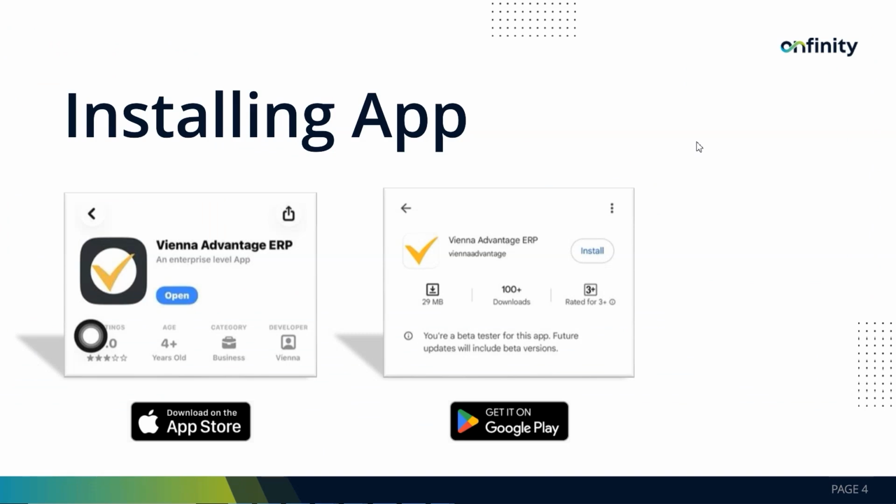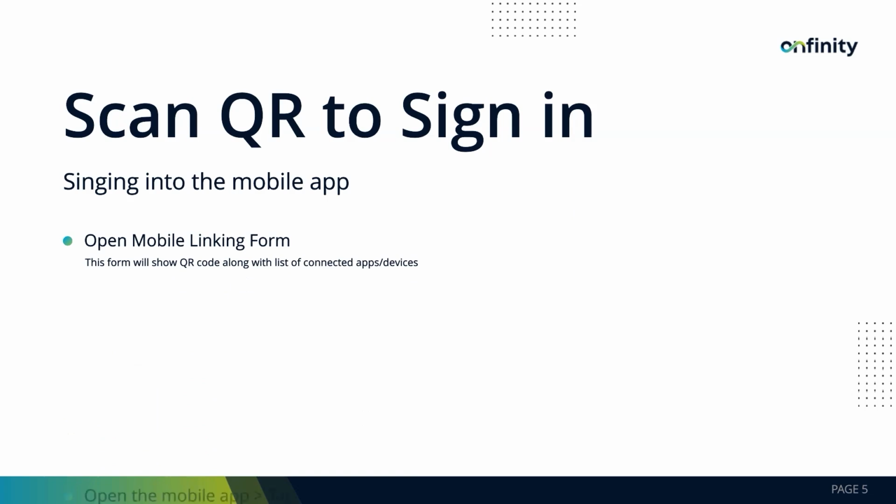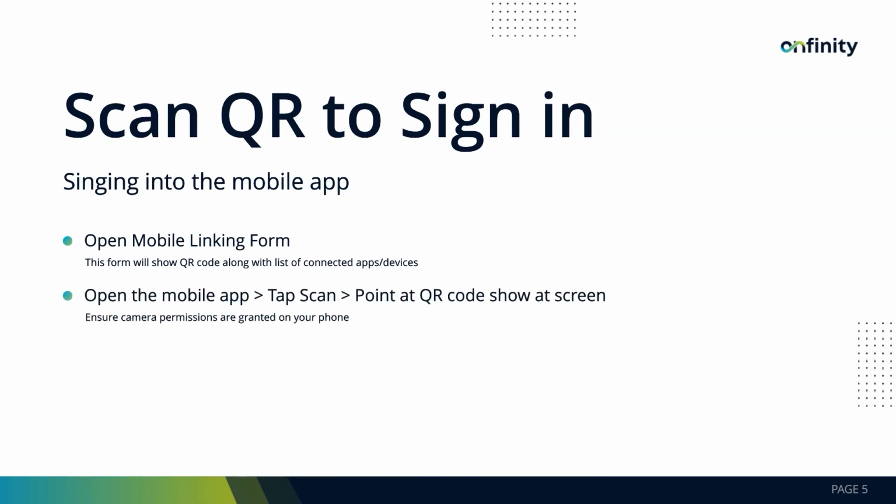We can now install the Onfinity application on our mobile devices. If it is an iOS device, we can install it from the App Store. If it is an Android device, we can install it from the Play Store. In the search box, search with the name Vienna Advantage. Then, we will find the application. Install the application. To sign into the app, the user can scan the QR code from the mobile linking form by clicking on the Scan button in the mobile application. After that, you need to enter a password for additional security. If desired, you can add an app lock.